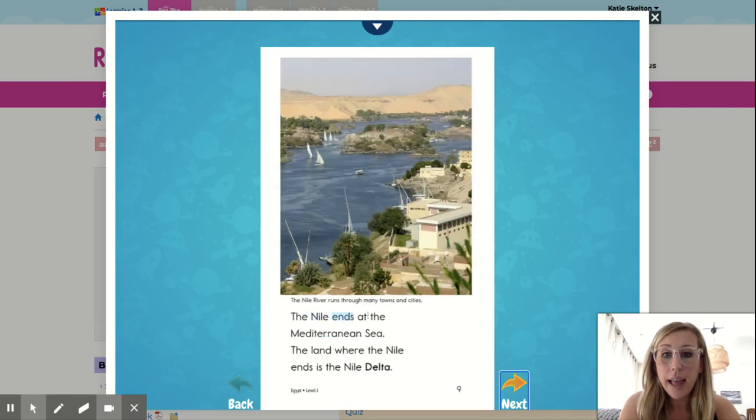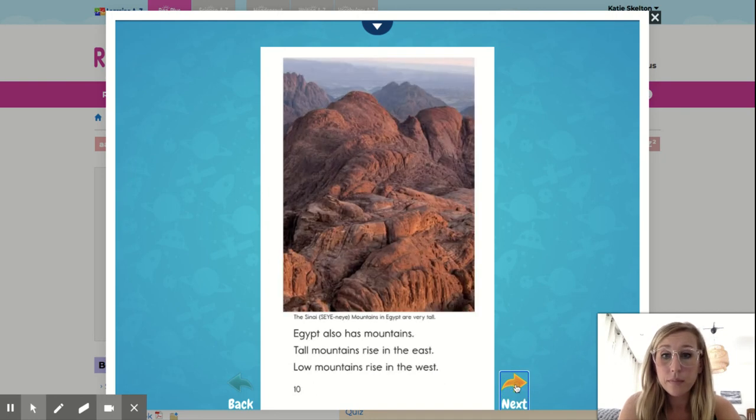The Nile ends at the Mediterranean Sea. The land where the Nile ends is the Nile Delta. So again, we see another bold word. I'm going to go ahead and write that down as well. Egypt also has mountains. Tall mountains rise in the east. Low mountains rise in the west.